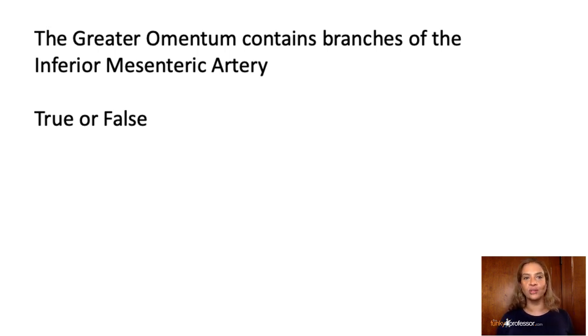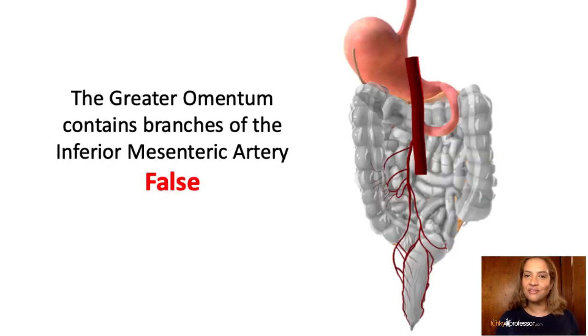Is that true or false? The greater omentum contains branches of the inferior mesenteric artery. True or false? Well, the answer is false. In this diagram, we're looking at the posterior view with the abdominal aorta again. There's the inferior mesenteric artery, and the colon and the small intestines have been grayed out. But you can see that the inferior mesenteric artery gives branches to the colon, the descending colon, the sigmoid colon, and down to the rectum.